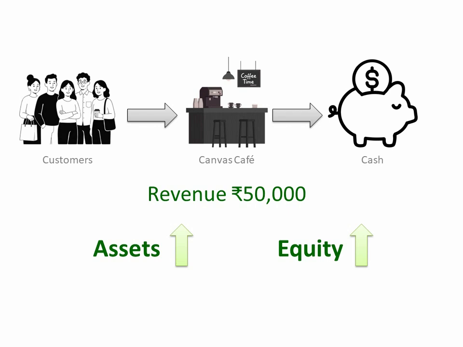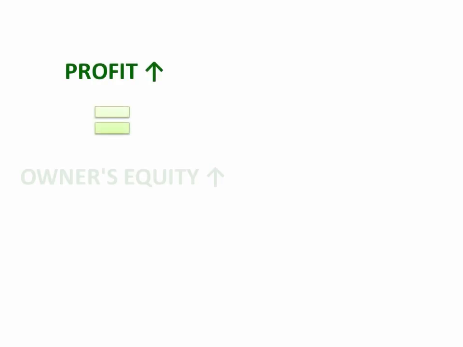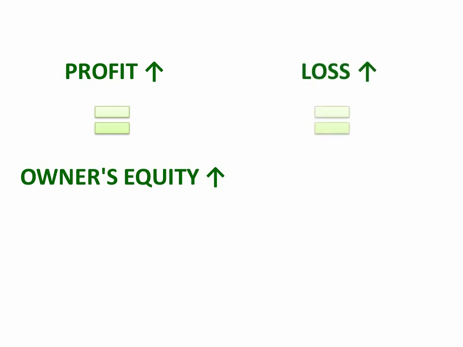Probably you must have been thinking, why does earning revenue increase owner's equity? Because after the business earns revenue and pays its expenses, the profit belongs to the owner. So, in simple terms, profit increases owner's equity and a loss decreases it.